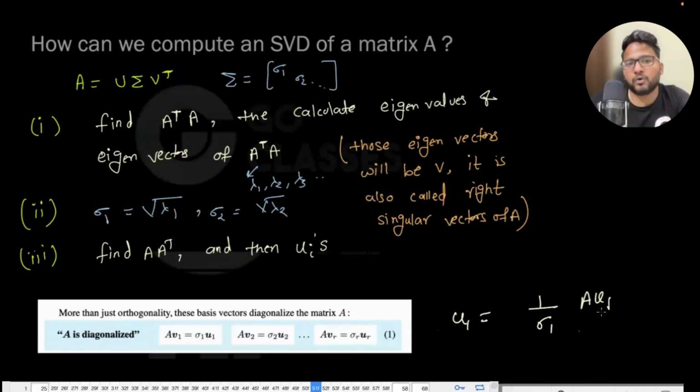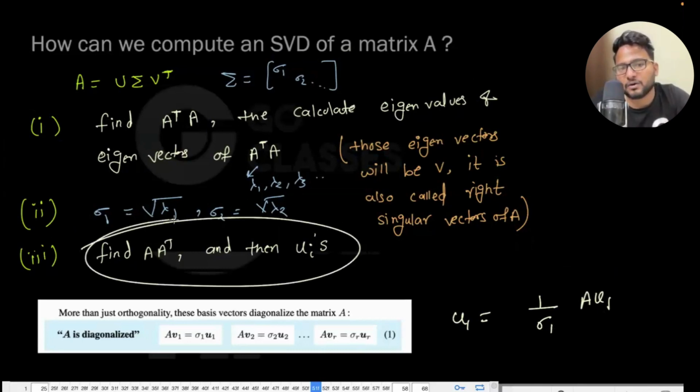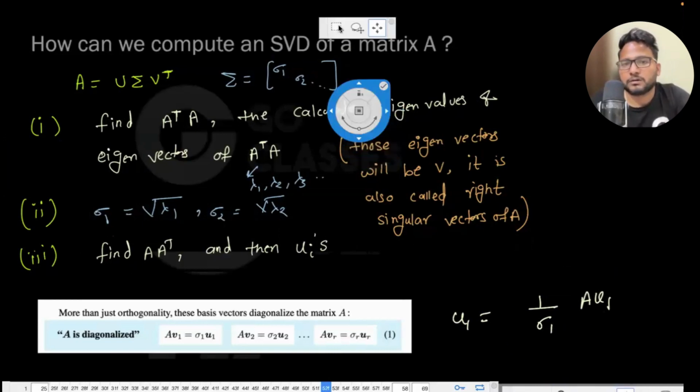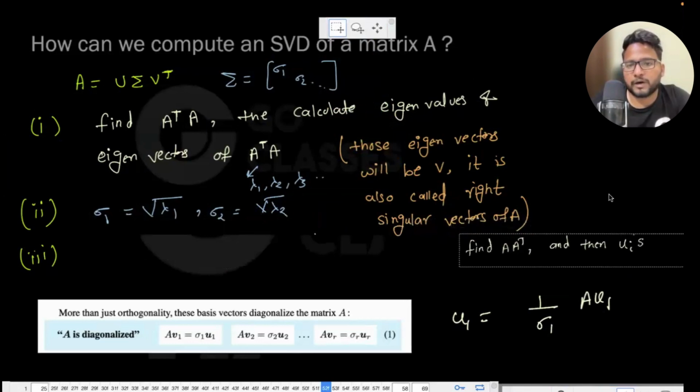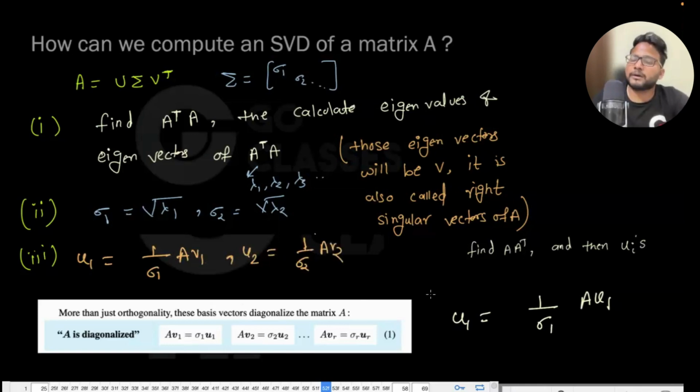If you have v1, you have sigma 1, from step 1 and step 2, so can't you directly get this u1 using this equation? So basically, instead of this, let me write like this, that u1 I can find out, u2 I can find out like this, right?